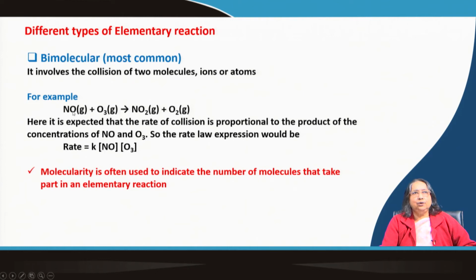Say for example, NO with ozone, also a gas phase reaction, forming NO2 and oxygen. Here it is expected that the rate of collision is proportional to the product of the concentrations of NO and O3, because there are two species here. So, it is very simple to write the rate expression: K times the concentration of NO times the concentration of O3. Molecularity is often used to indicate the number of molecules that take part in the elementary reaction. For an elementary reaction, telling the molecularity is very easy, that much we understand.